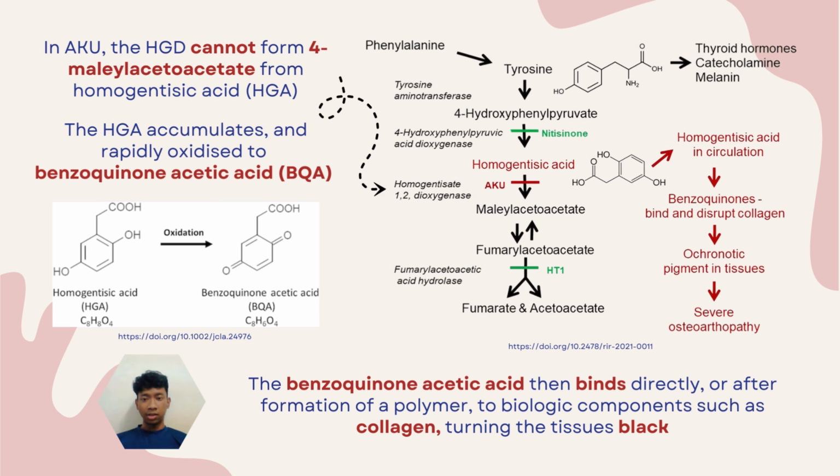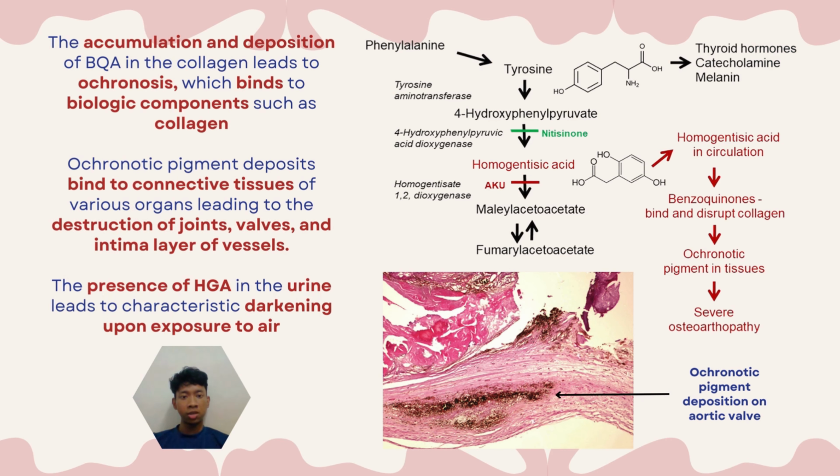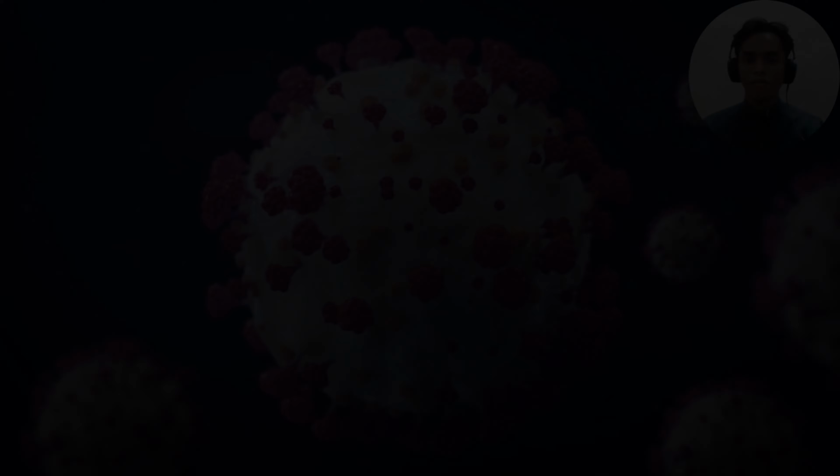HGA is a reducing agent, and especially under alkaline conditions, it is rapidly oxidized to form benzoquinone acetic acid, or BQA. And this BQA produces polymers that match the skin pigment melanin, turning solutions and tissues black. This accumulation and deposition of BQA in the collagen is called ochronosis. The ochronotic pigment deposits bind to the connective tissues of various organs, leading to the destruction of joints, valves, and also the intima layer of vessels. Also, the presence of HGA in the urine leads to the characteristic darkening upon exposure to air.